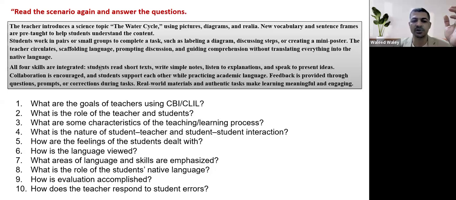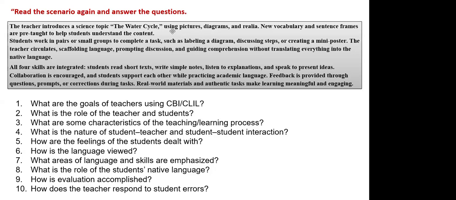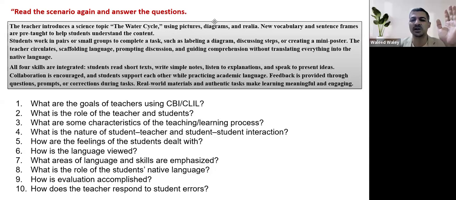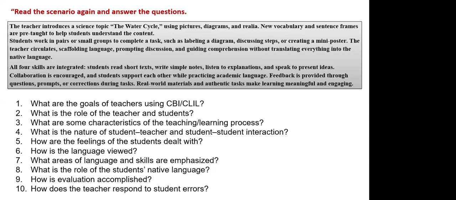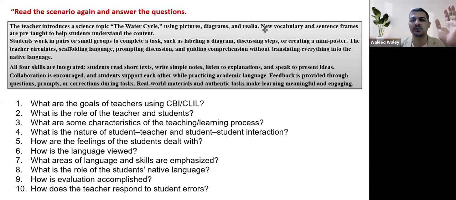And here the students read short texts. So they read first. What is the first step he did? What is the first step in the lesson? He provided them with visuals, pictures, diagrams. Yes, exactly. So why did he use the pictures, the diagrams, and realia? To grasp the attention of the students. No, I don't agree with you. Just look here. New vocabulary and sentence frames are pre-taught. So he used the pictures, diagrams, and realia just to introduce the new vocabulary.